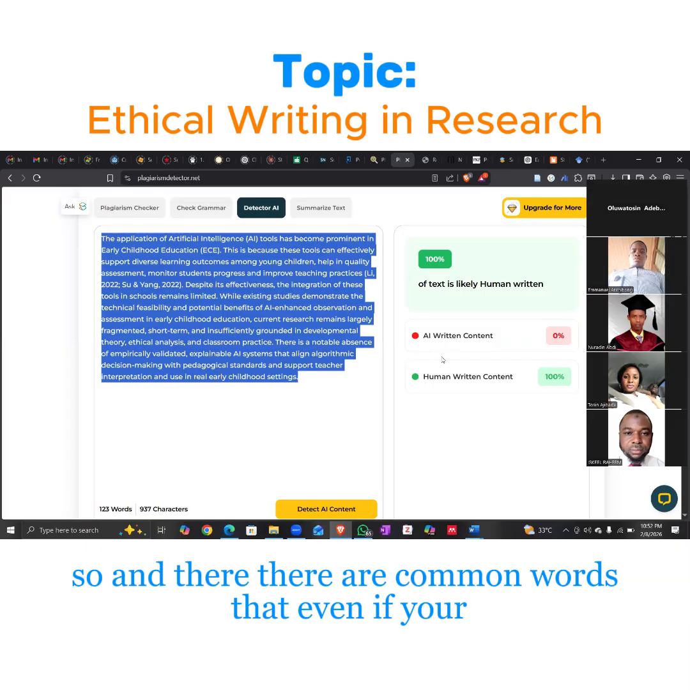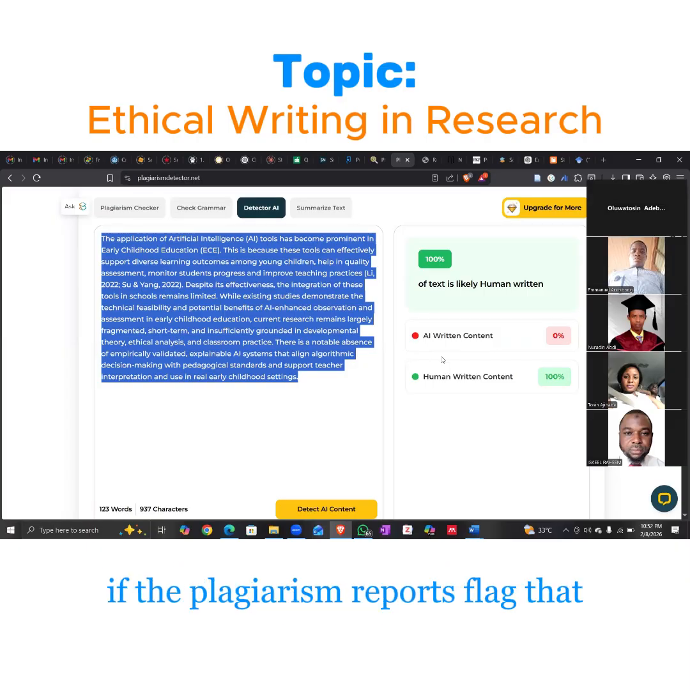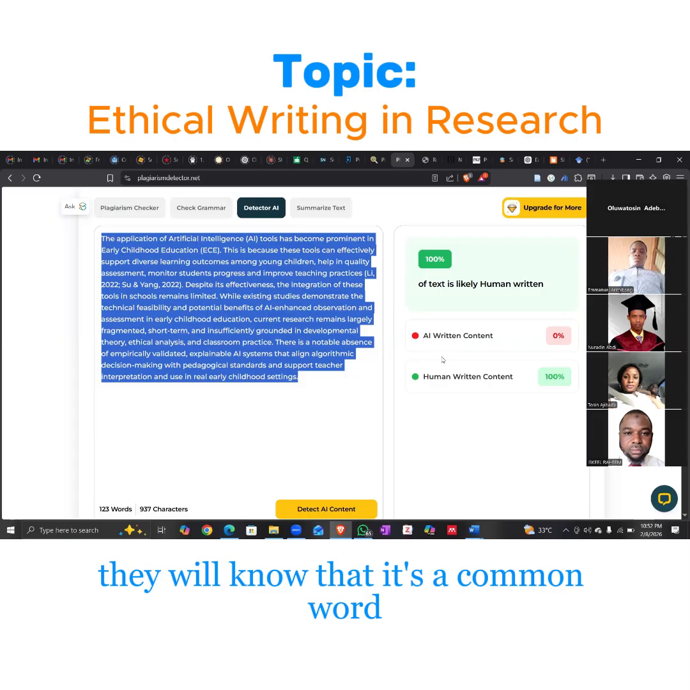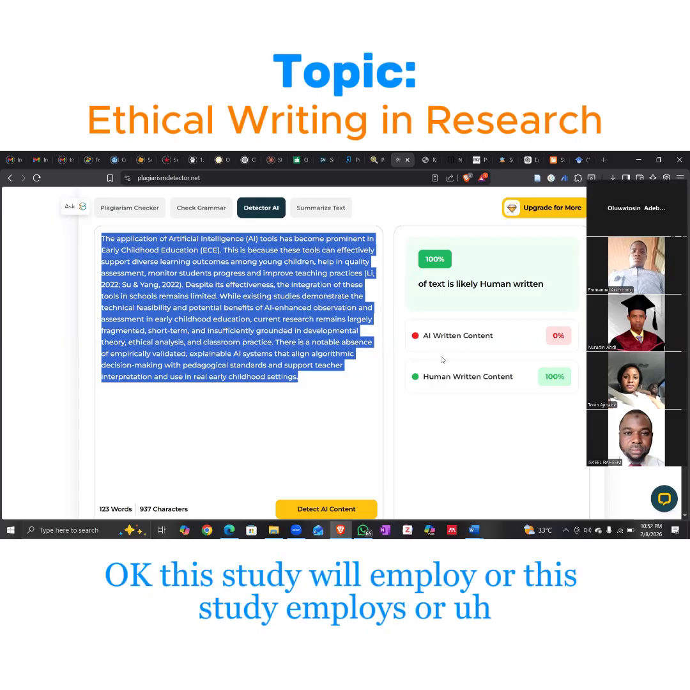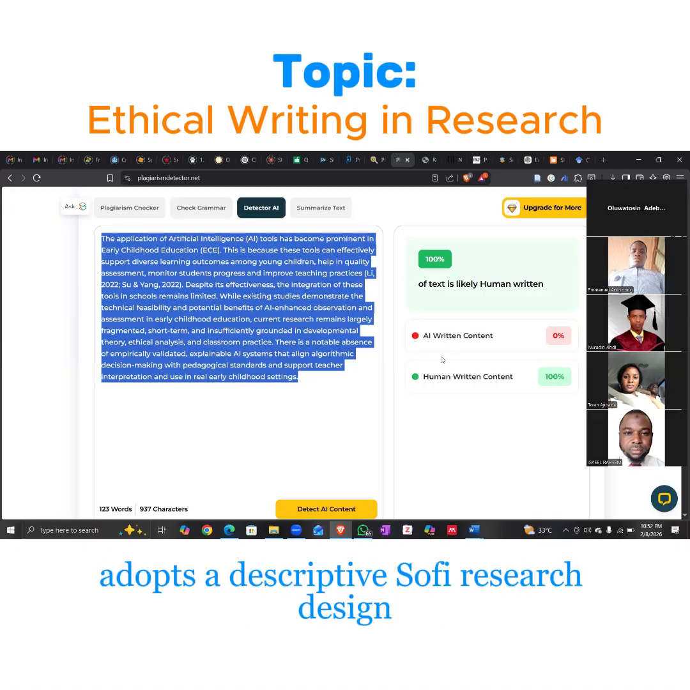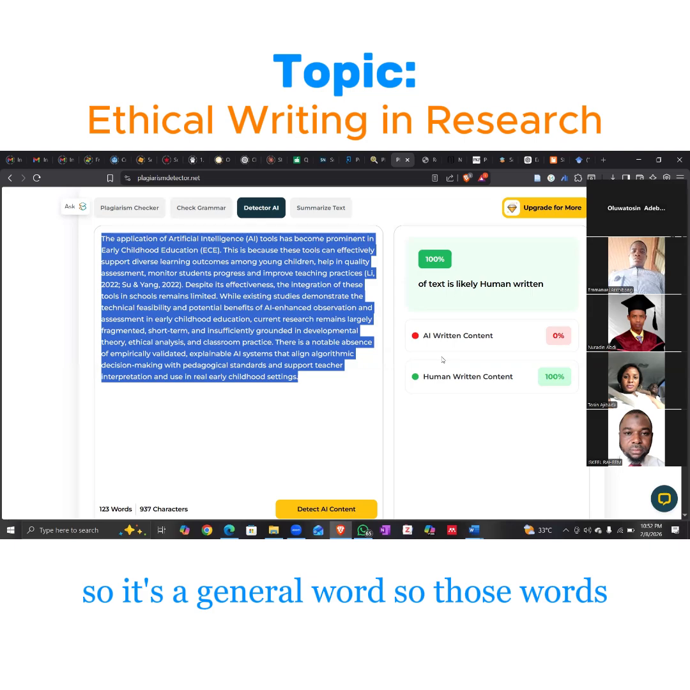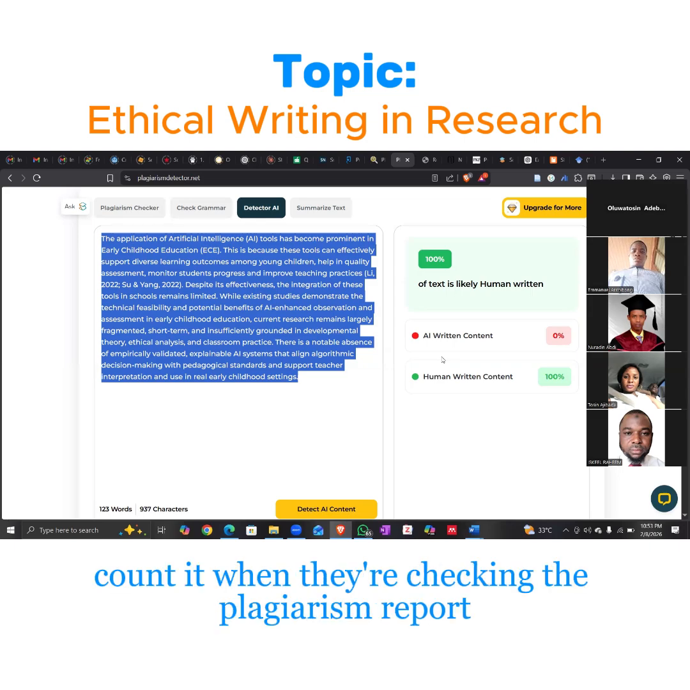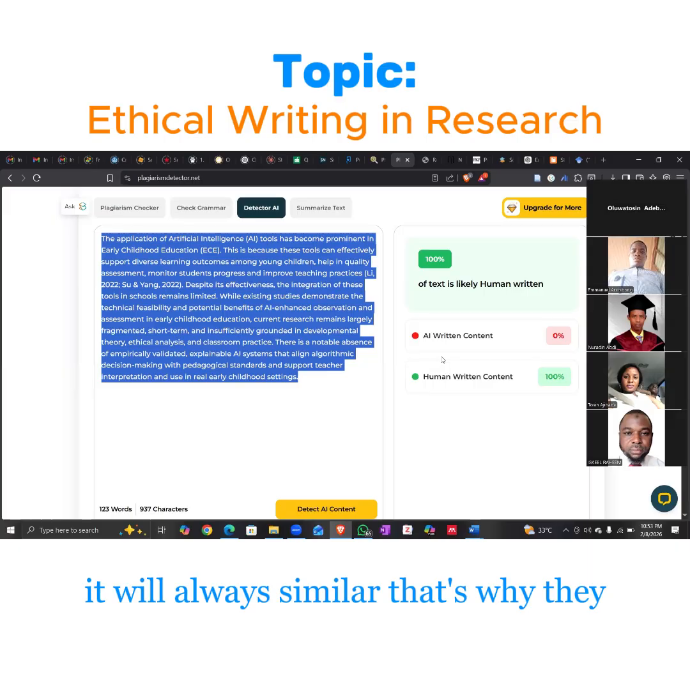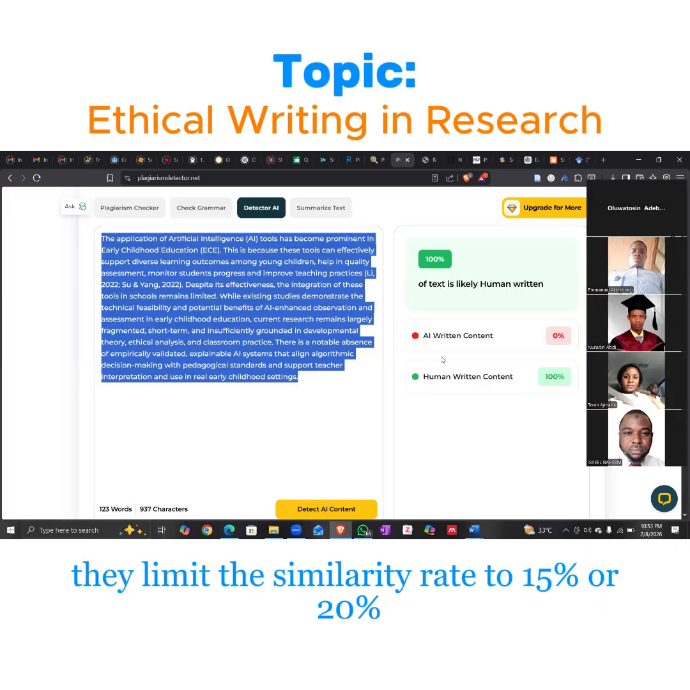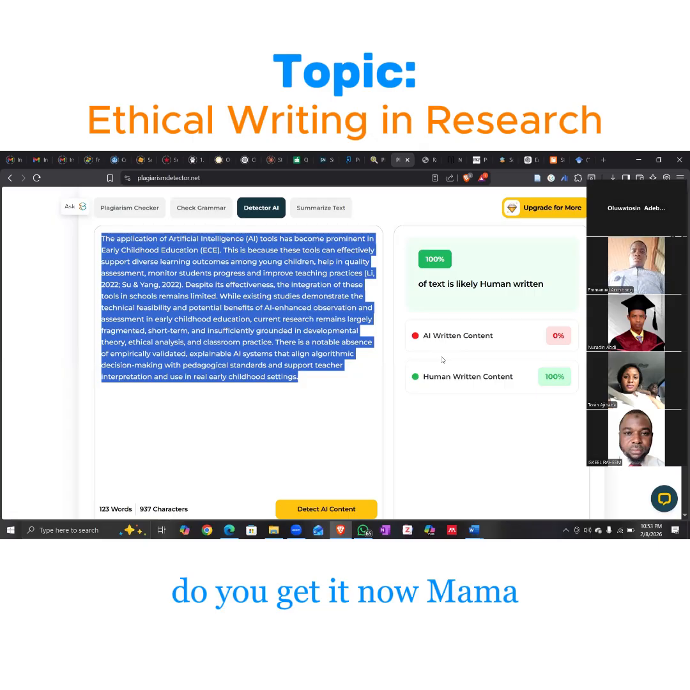And there are common words that even if the plagiarism report flags them, they will know that it's a common word. There's no way you can construct it differently. Like when you say, this study will employ, or this study adopts a descriptive survey research design. In another study, you can see something like that. So it's a general word. Those words are not counted when they check the plagiarism report because they believe they will always be similar. That's why they limit the similarity rate to 15% or 20%. Do you get it now, ma'am? Have I answered the question?